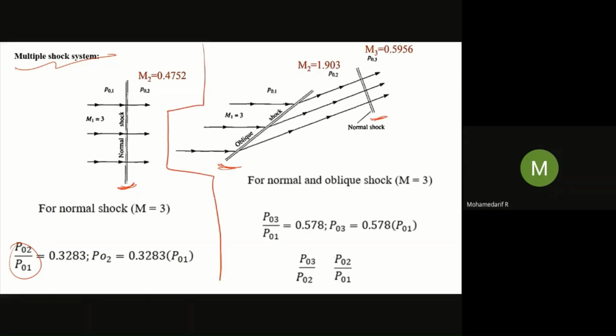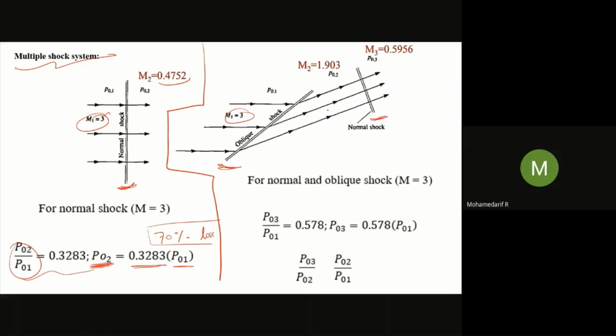If you take the normal shock, I am taking the same Mach number in both cases. Across the normal shock, I found the stagnation pressure ratio is 0.3283. That means P02 is around 30% of P01, so around 70% loss. The normal shock converts Mach number 3 to 0.4752, so very high compression. Because of that, P02 is reduced to 30% of P01, so the loss is 70%.